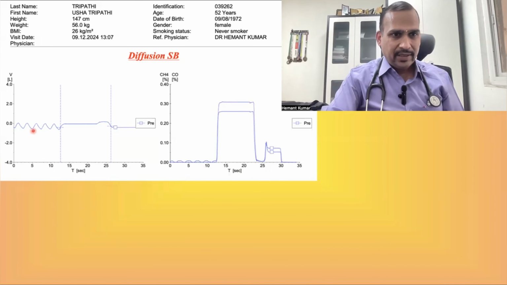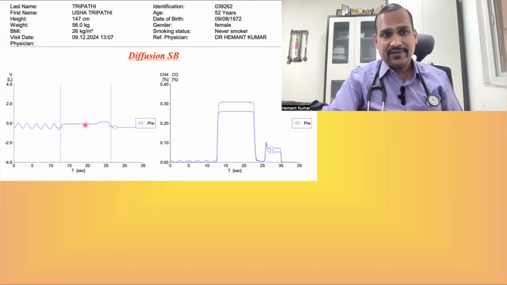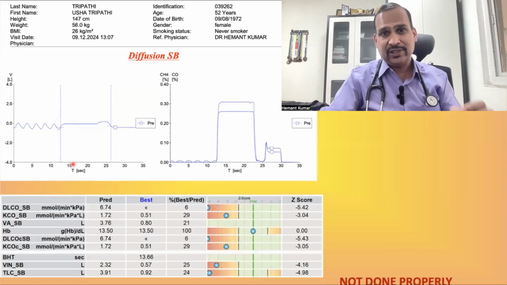In this one, the patient has taken tidal breathing, then without exhaling, the patient holds the breath for 10 seconds. So the patient didn't exhale to RV. So this is a false report. This is incorrect technique, so we should not interpret this report.